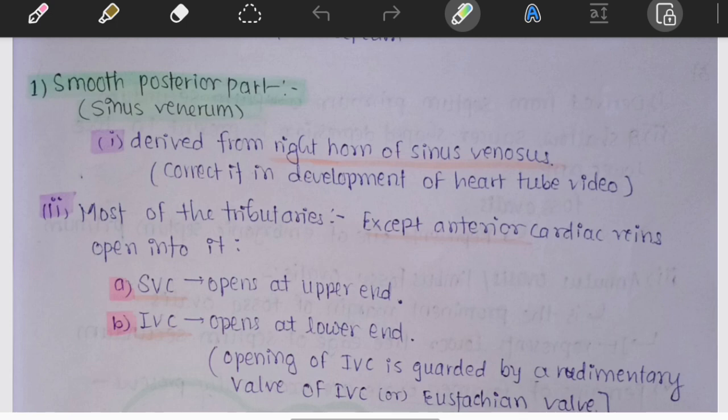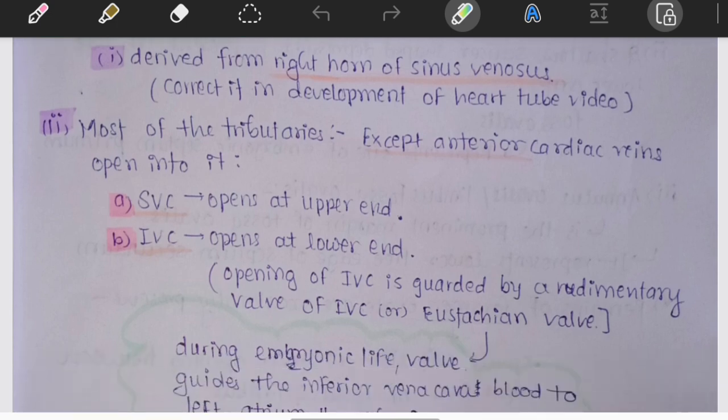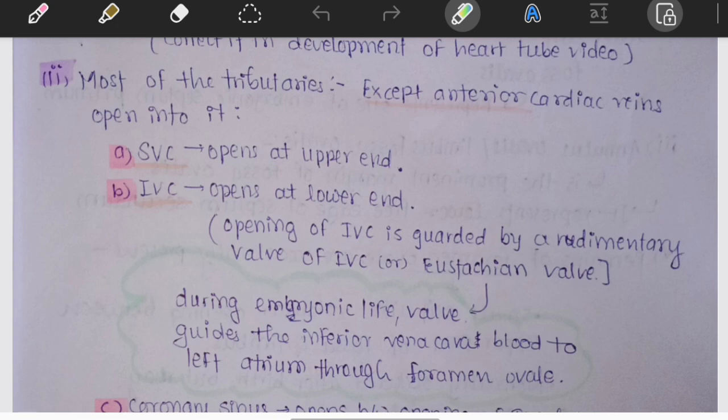Superior vena cava opens into the sinus venarum. Notice something important, that there is no wall at the opening of the SVC. Blood simply enters the atrium. Inferior vena cava opens at the lower end.